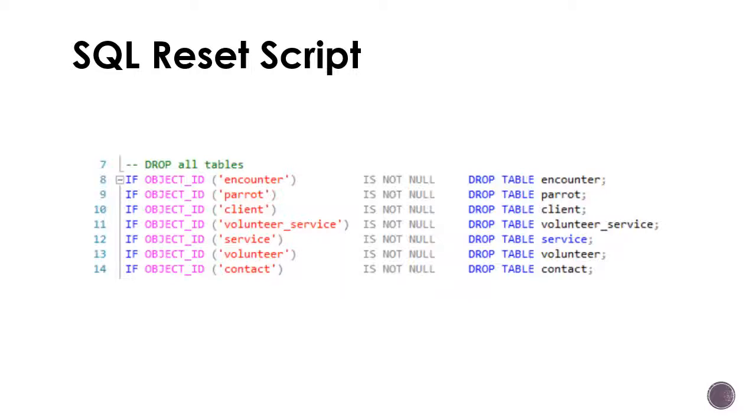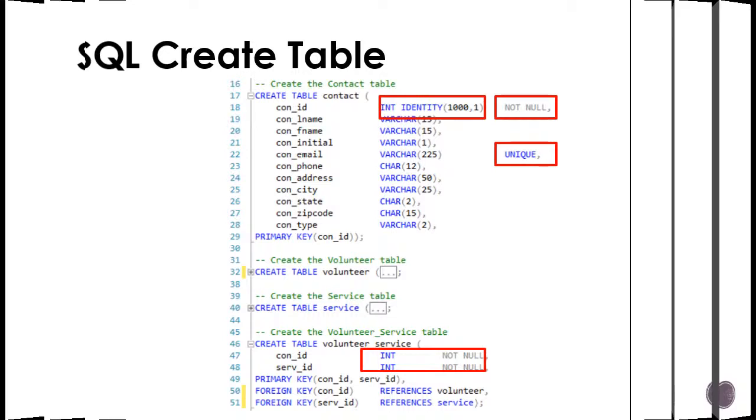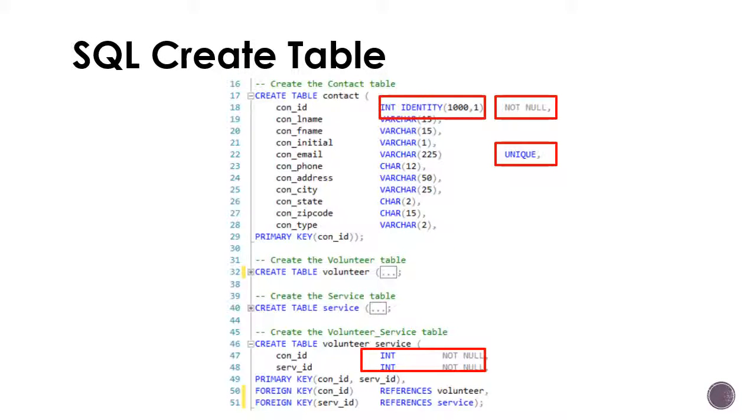The first section of the reset script is a drop table script, which checks to see if a table is present and then drops the table if the result is not null. Tables are dropped in the reverse order of creation. Before an encounter can be initiated, a volunteer must exist. Volunteers are a type of contact, so this is the first table created.